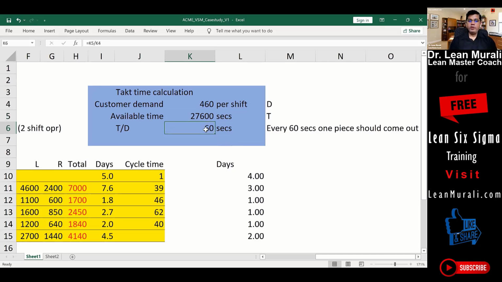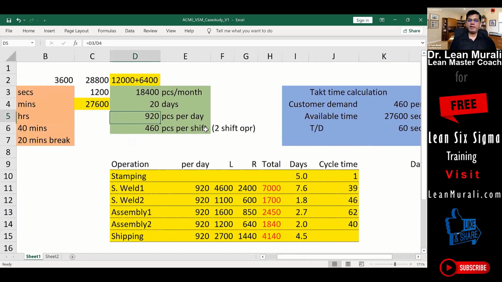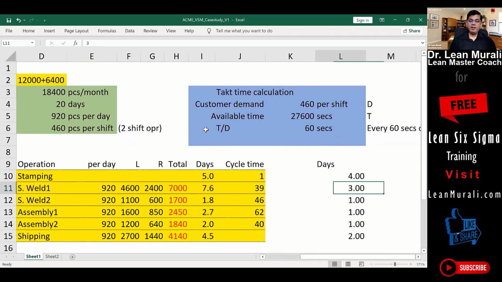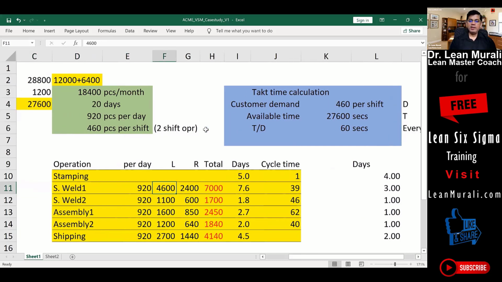Now how many pieces do you need? So customer demand per day is how much? How much is the daily requirement of the customer? How much he requires per day? So customer needs 920 pieces per day. Now let us come here. In stamping, already it is 5 days of coil. Let's leave the stamping alone. Now in S welding, 4,600 pieces of left and 2,400 pieces of right, and totally 7,000 pieces.